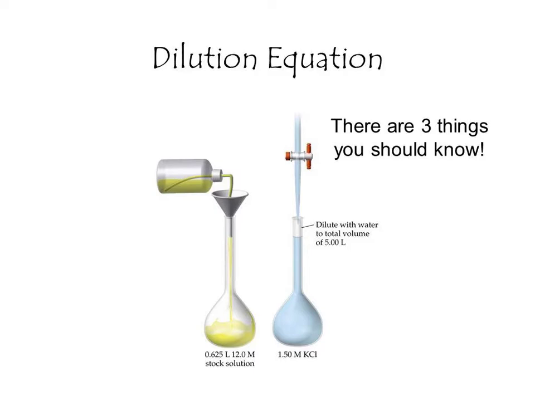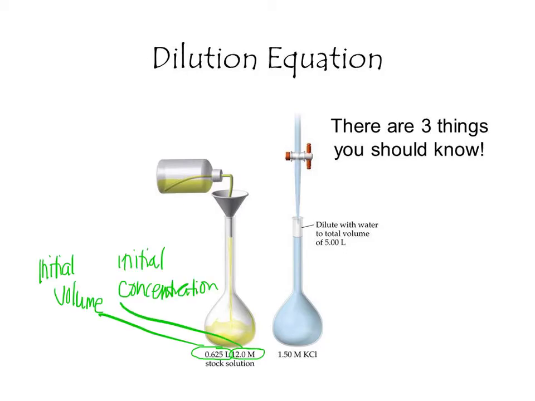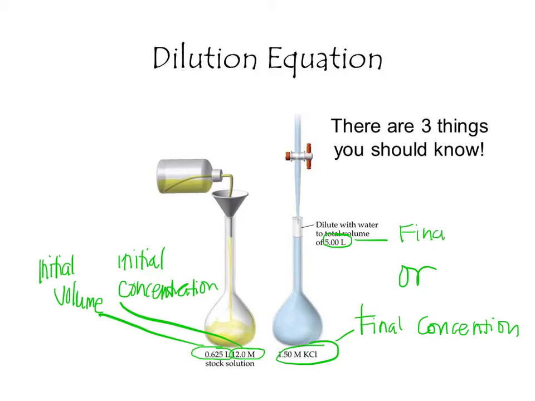And now there are 3 things that you really should know. The first thing you need to know is the initial volume and initial concentration. So here are your initial volume and initial concentration. The next thing you need to know is either the final concentration or the final volume. So the 3 pieces of information are always going to be the initial ones, and then you have to know one of the final values.